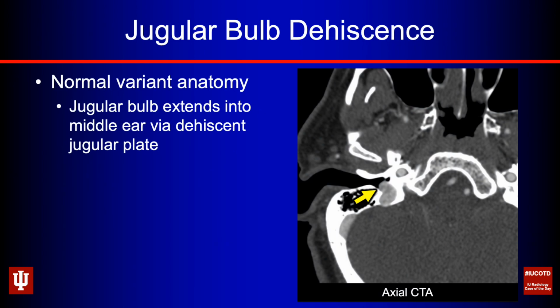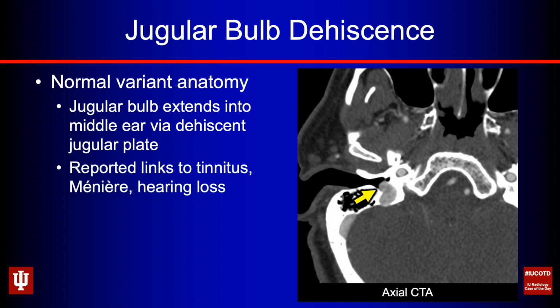Next is our jugular bulb dehiscence. This is another normal anatomic variant. And so in this case, you can see this jugular bulb protruding into the middle ear via a dehiscent jugular plate. So almost like this, I don't know, like this slug or something that's poking its head up into the middle ear. This is something that you want to make sure the ENT surgeons know about. There are some reports that this may be associated with an increased risk of tinnitus and hearing loss and maybe Meniere's disease. It may be completely asymptomatic, and my guess is probably most of the time it is.